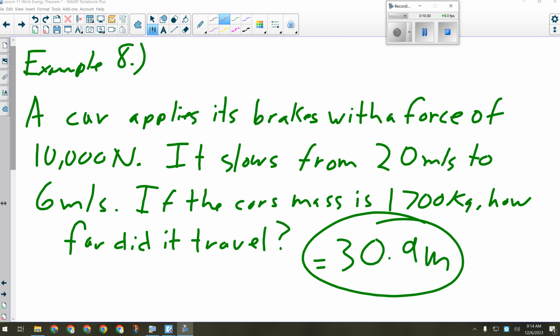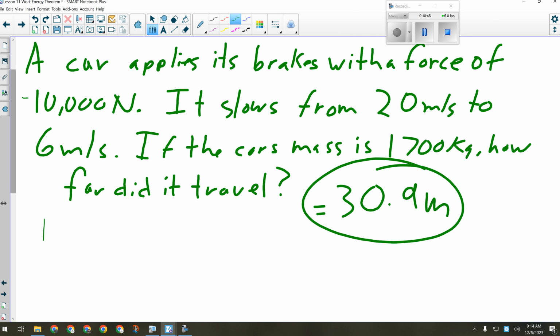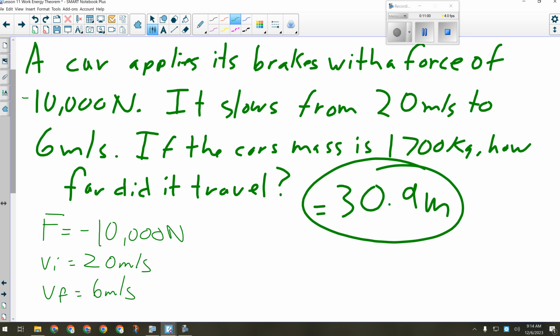Force is a vector quantity. And if that force is causing you to slow down, then it is, by definition, backwards, and thus negative. So when we write into our givens here, our force that is stopping us is negative 10,000 newtons. We are going to slow from an initial velocity of 20 meters per second to a final speed of 6 meters per second. We know the mass of the car to be 1,700 kilograms.